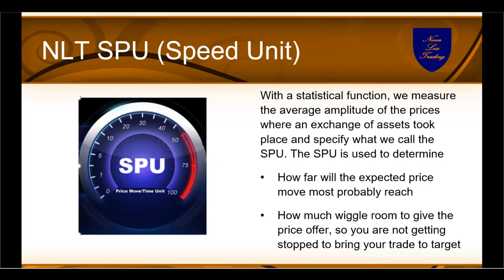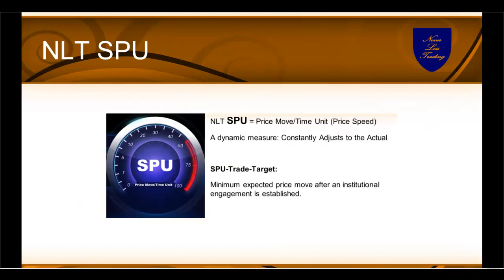In all never loss trading models, the SPU or speed unit builds an integral part. It is a statistical function which measures the statistical volatility of a price change, not implied volatility, that's in the option part. So the SPU determines afterwards how far a price move most likely is going to go, and how much wiggle room on the other hand we have to give to bring that price move to target. Here a quick definition of the never loss trading SPU.